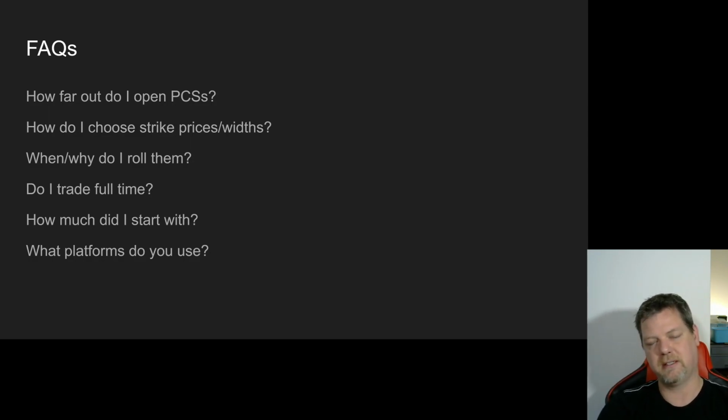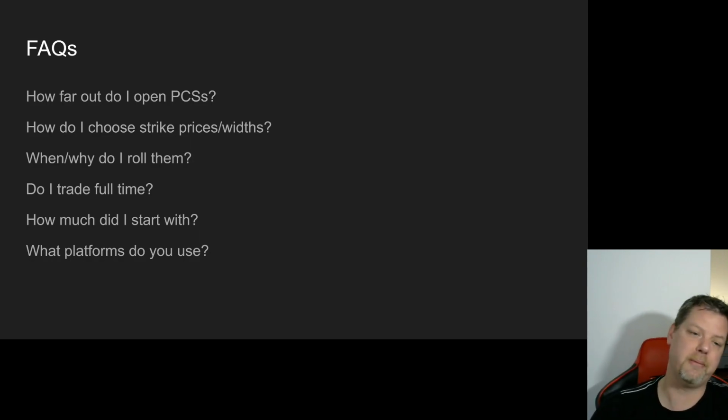So there's no exact method for that. But generally when I'm opening them live, I'll comment on it, and you can sometimes see me select one and then choose another one just based on the credit received. In general, I like to receive about 20% return on my collateral.